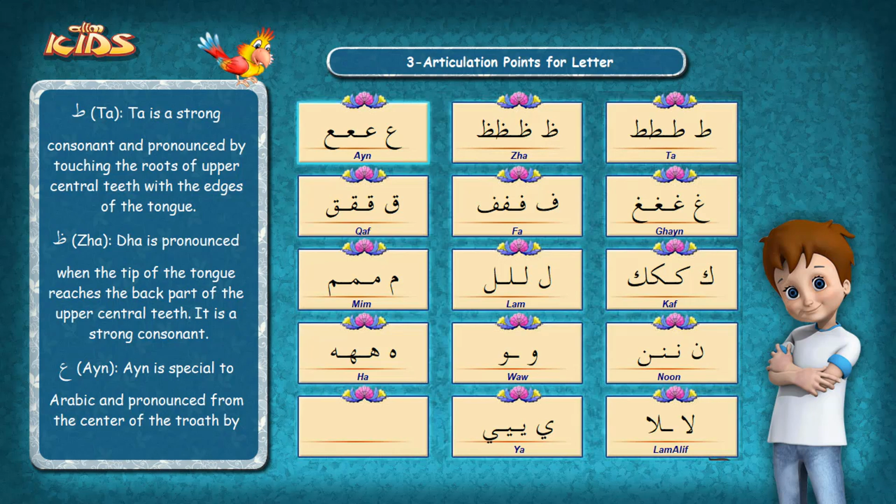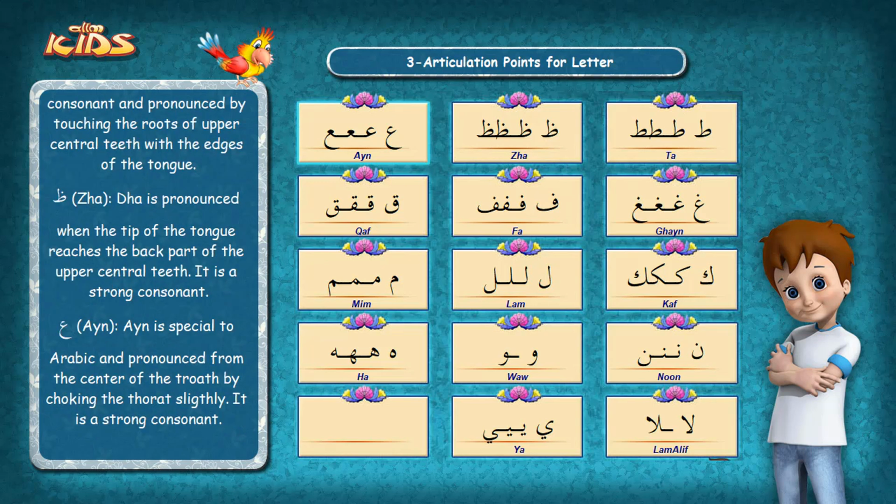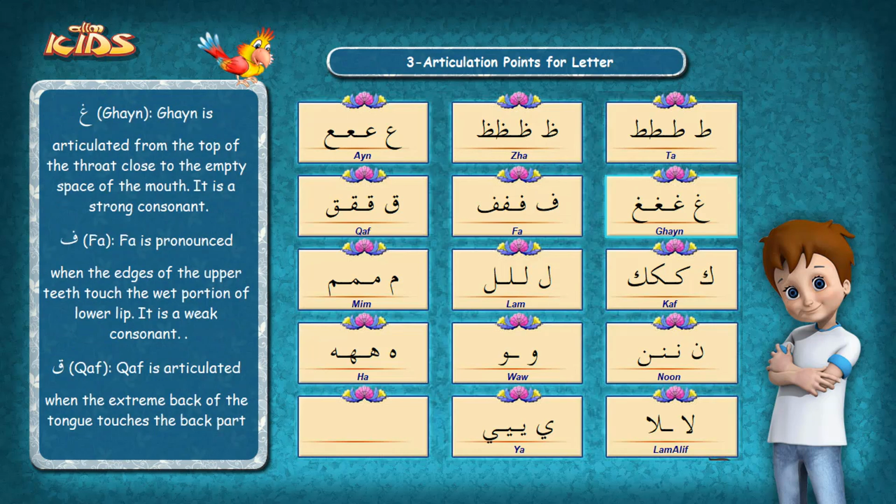Ain. Ain is special to Arabic and pronounced from the center of the throat by choking the throat slightly. It is a strong consonant. Ghain. Ghain is articulated from the top of the throat close to the empty space of the mouth. It is a strong consonant. Fe. Fe is pronounced when the edges of the upper teeth touch the wet portion of the lower lip. It is a weak consonant.